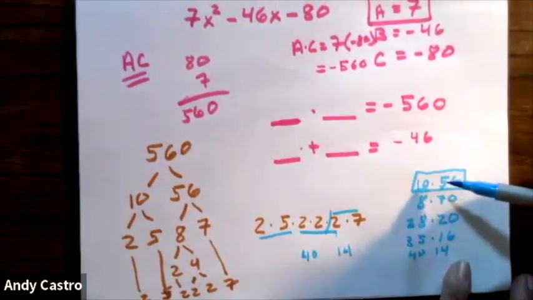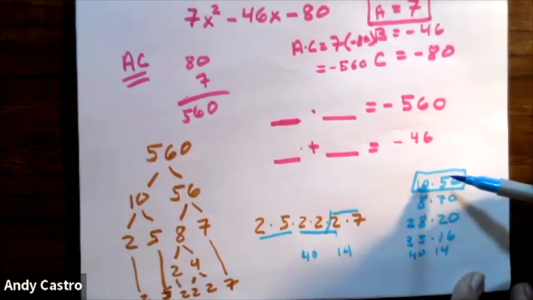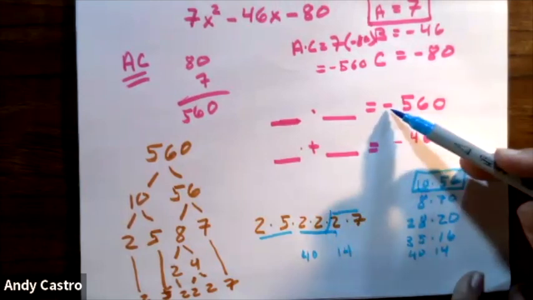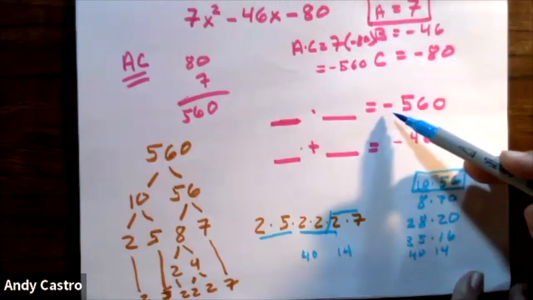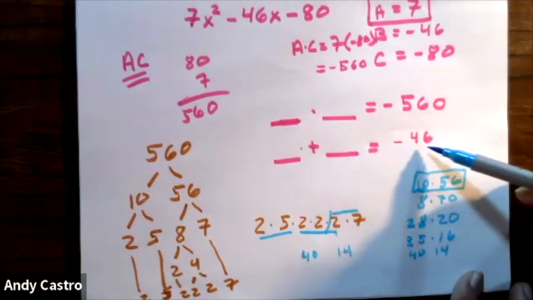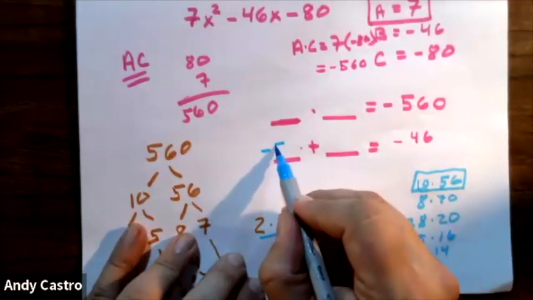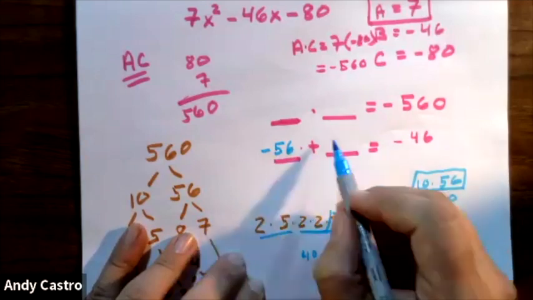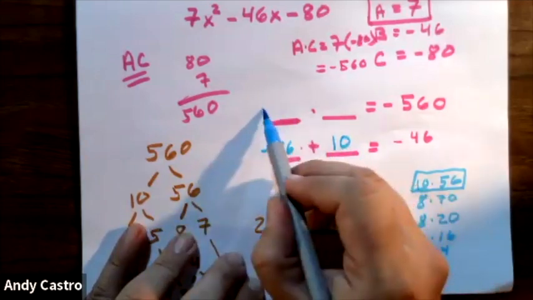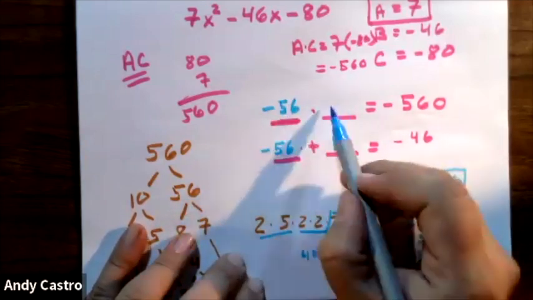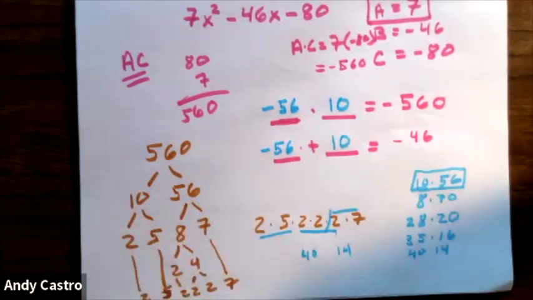All right. So if I multiply 10 and 56, I get 560. One of them needs to be negative, because this is going to be negative and I need a negative 46. So that means I'm going to need a negative 56, and I'm going to add a positive 10. So negative 56, positive 10. Those are my two numbers right there.